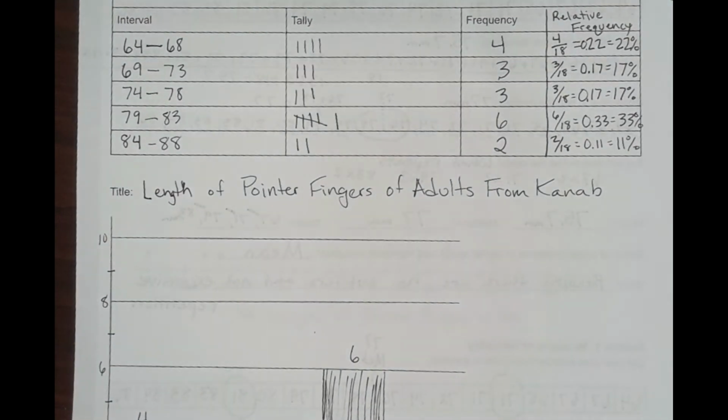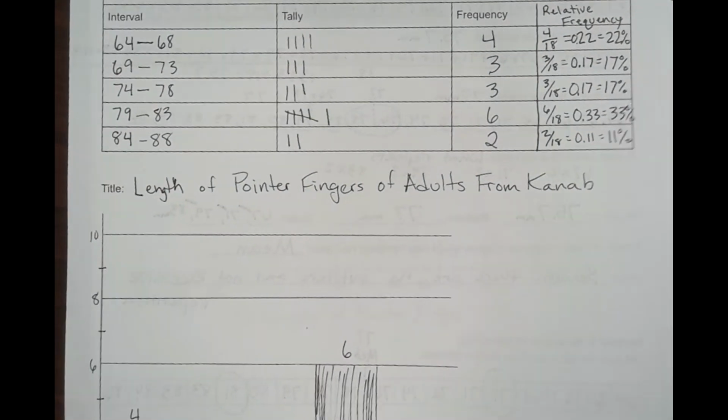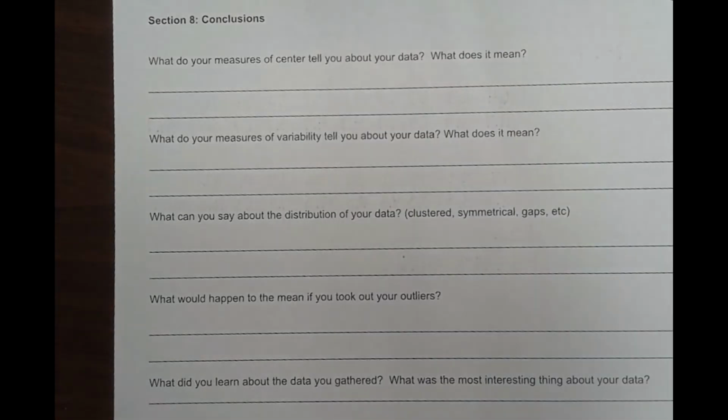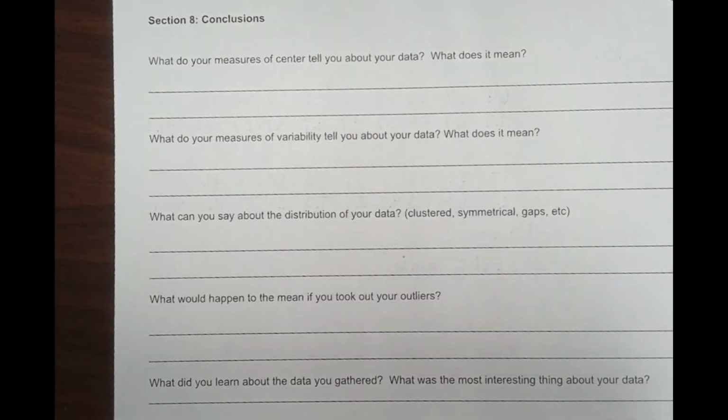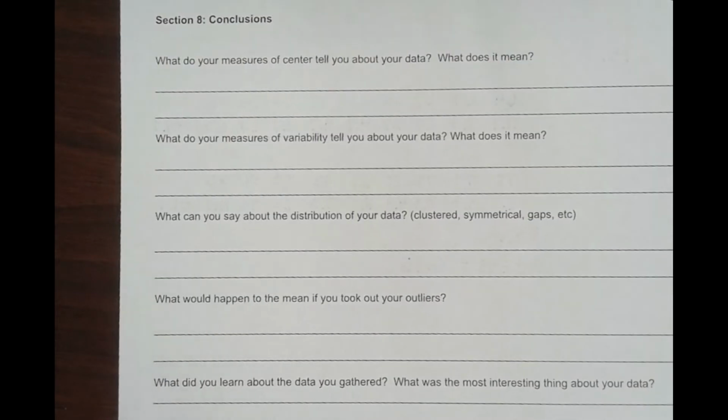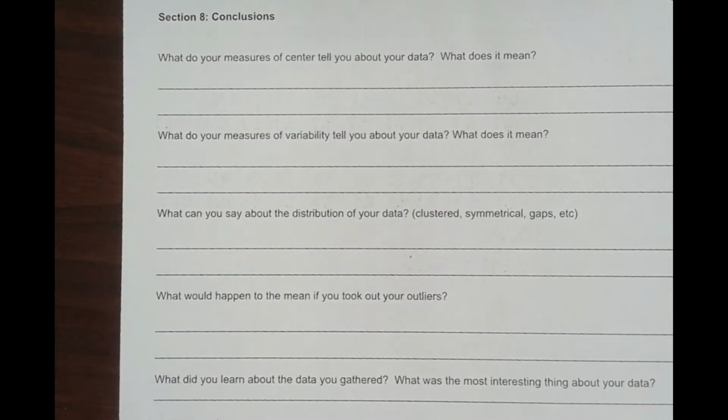We have also looked at the measures of center. Why can't I find that page? We found the measures of center. We found the measures of variability. We have also made box plots of the data. So you are now going to use all of this information to make conclusions.